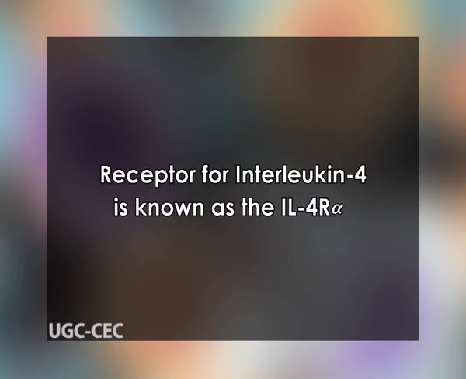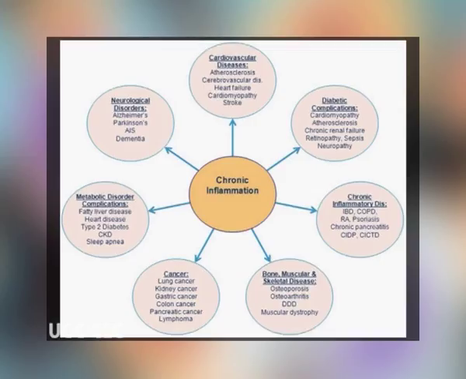The receptor for interleukin 4 is known as the interleukin 4 R-alpha. This receptor exists in 3 different complexes throughout the body. Interleukin 4 has recently been shown to stimulate fibroblast proliferation and may mediate fibrosis in chronic inflammatory disease.